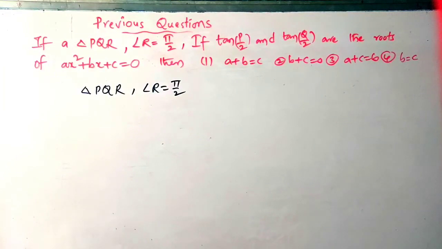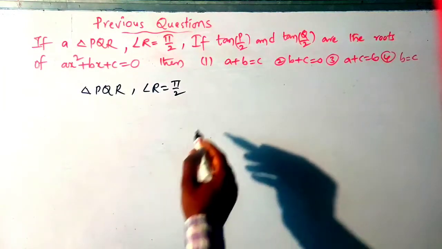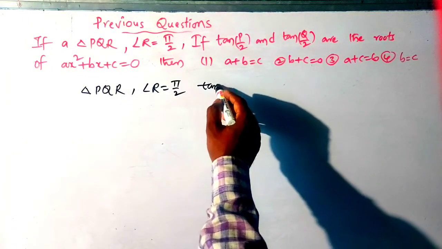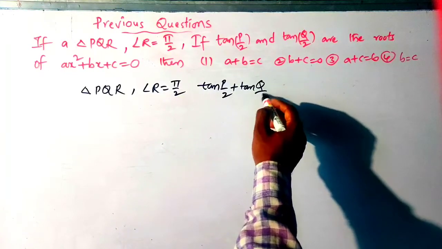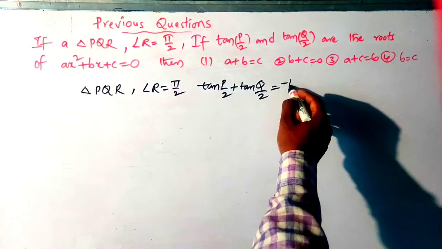Tan P by 2 and tan Q by 2 are the roots of ax square plus bx plus c. That means the sum of the roots, tan P by 2 plus tan Q by 2, is equal to minus b by a.